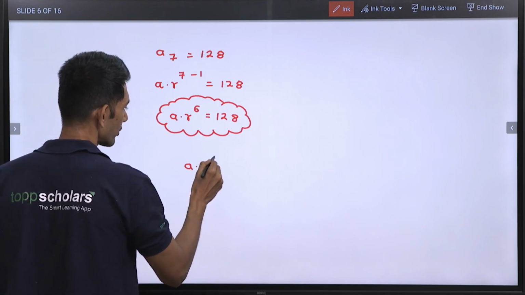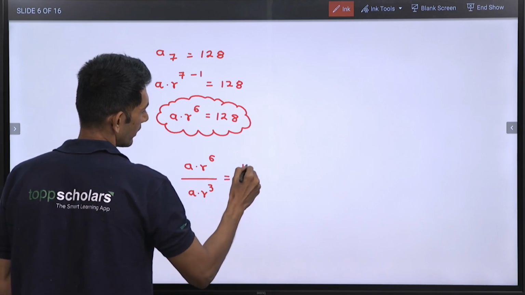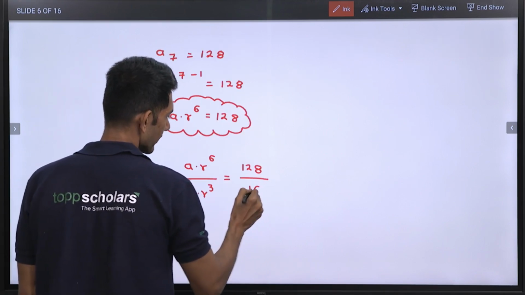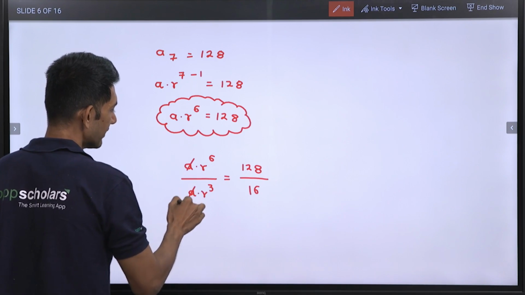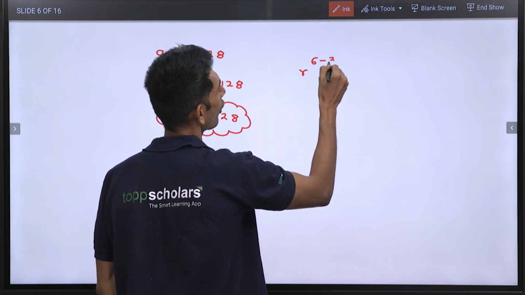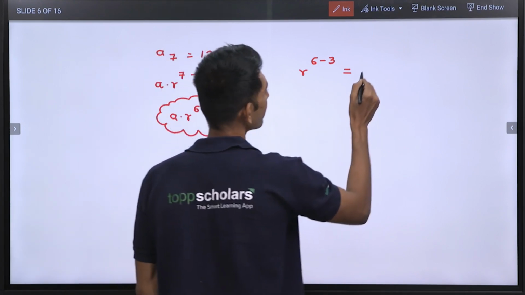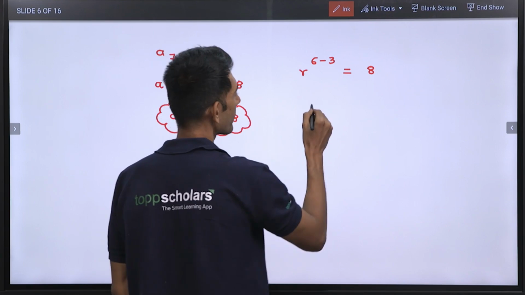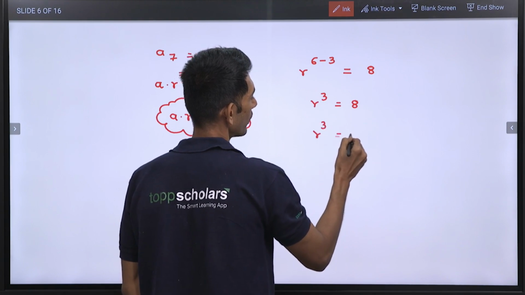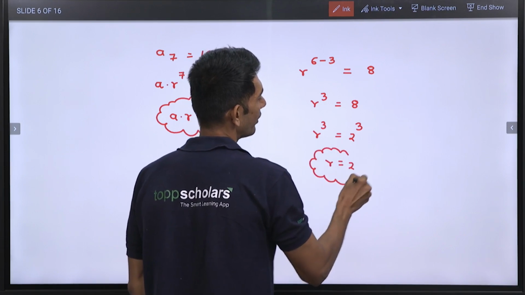That is A into R raised to 6 by A into R raised to 3 is equal to 128 by 16, right? So obviously A gets cancelled, and R raised to 6 by R raised to 3 gives R raised to 6 minus 3. Laws of indices: A raised to m by A raised to n is A raised to m minus n. That is equal to 16 eights are 128. So R cube is 8. So R cube is equal to 2 cube, so the value of R is 2. We got the value of R, right?